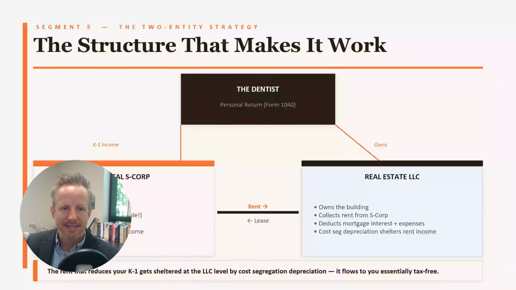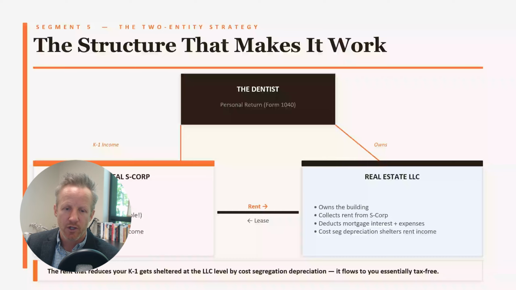On the top is a box, and it says the dentist. That's you. And underneath it, it says the personal return. You, as an individual, have to file a 1040 tax return. The only time you don't have to file a 1040 tax return is when your income is so low that you owe zero taxes. So if your income was $5,000 for the year, you're not going to have to pay any taxes on that, and therefore you don't even need to file a tax return.